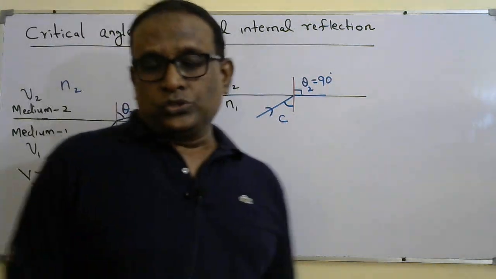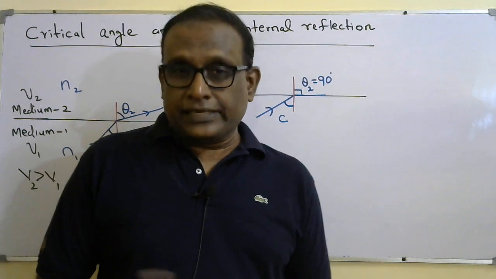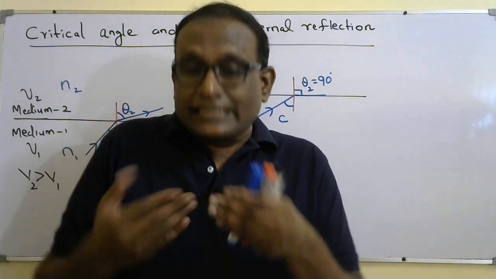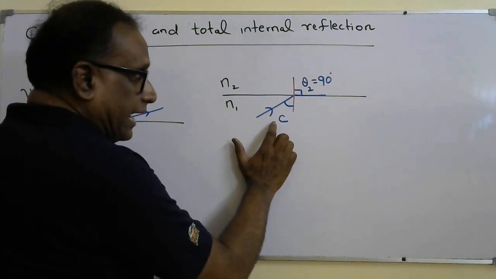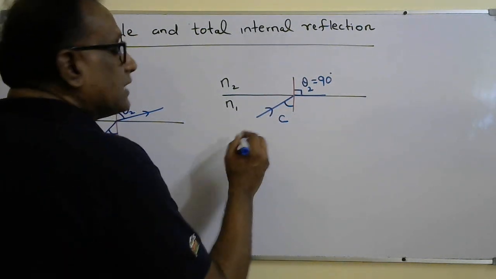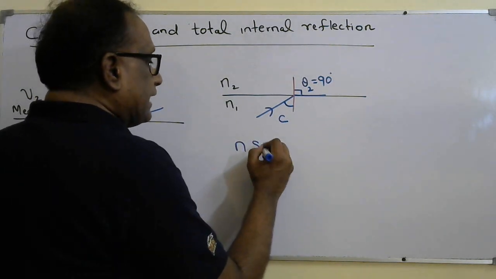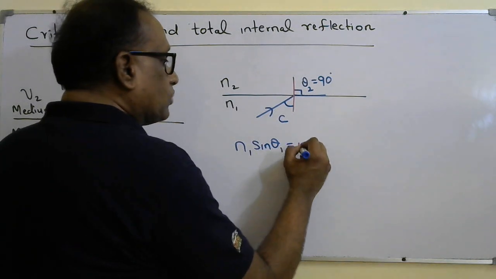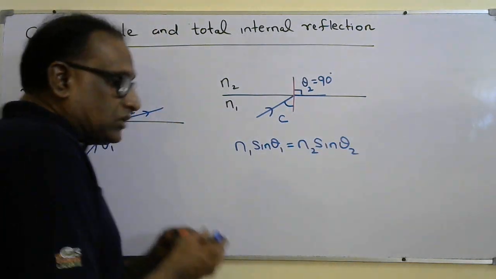So there is nothing new. We use the same equation, Snell's equation. Only thing, we put theta 2 to 90 degrees. So here I can use this situation where the critical angle causes the angle of refraction to be 90 degrees. So I am going to use Snell's law, nothing new, the same one, n1 sin theta 1 equal to n2 sin theta 2. The same thing we learned already.